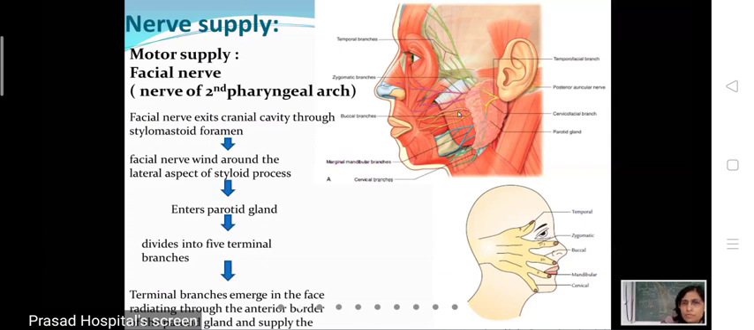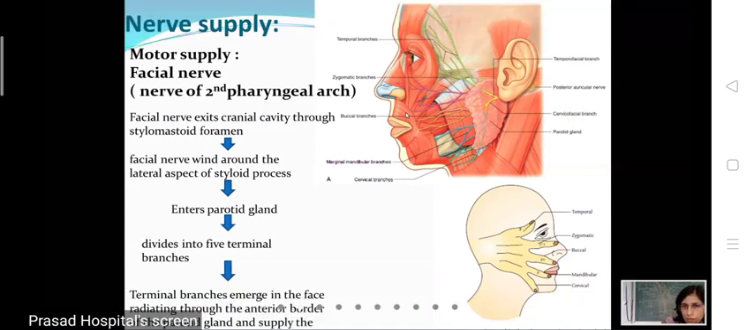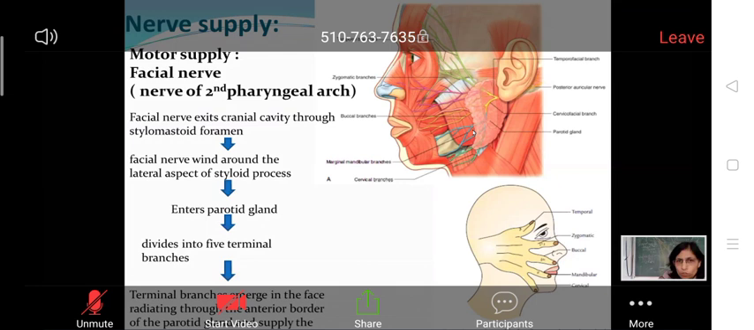Then the buccal branch. This buccal branch supplies the buccinator muscle, the muscles of the upper lip, and the muscles present around the nose. So the muscles present around the nose, the muscles of the upper lip, and the buccinator muscle itself are supplied by the buccal branch of the facial nerve. The marginal mandibular branch, the 4th branch of the facial nerve, supplies the muscles present around the lower lip.